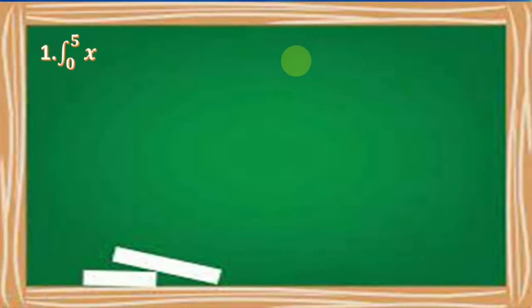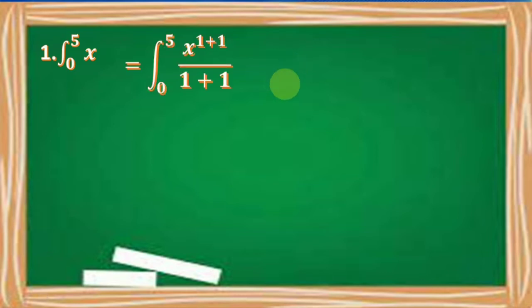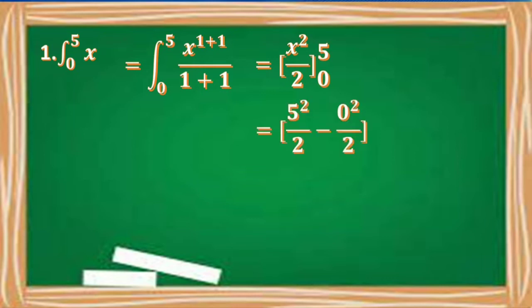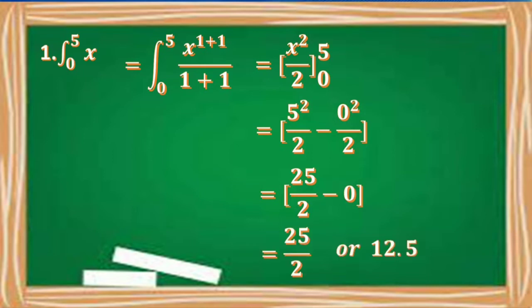Let's have the first example, the integral of x from 0 to 5. So to evaluate the given, we must first get the antiderivative of x. And so we have the integral of x raised to 1 plus 1 over 1 plus 1 from 0 to 5, which is equal to x squared over 2 from 0 to 5. Then we replace x by 5 and 0. And so we have 5 squared over 2 minus 0 squared over 2, which is equal to 25 over 2 minus 0. Then 25 over 2 minus 0 is 25 over 2 or 12.5.